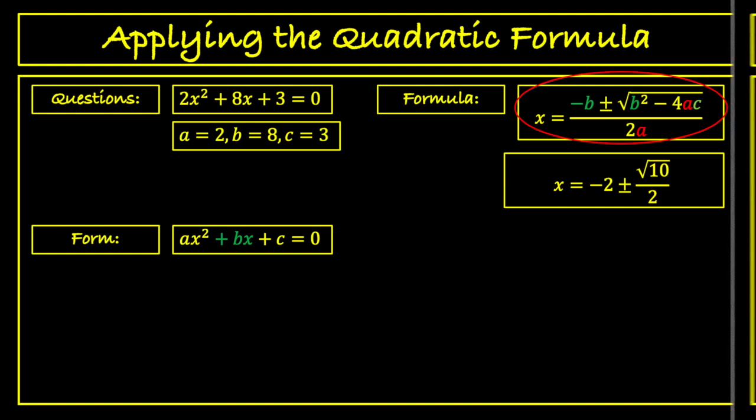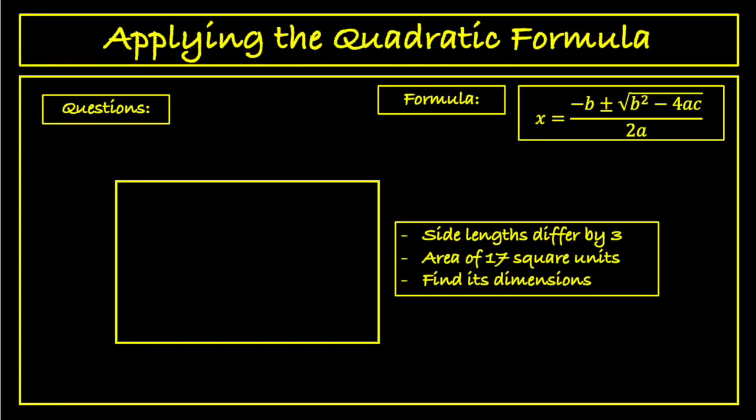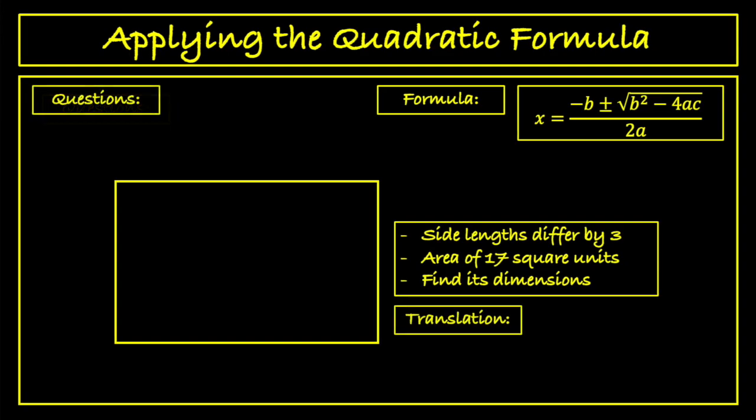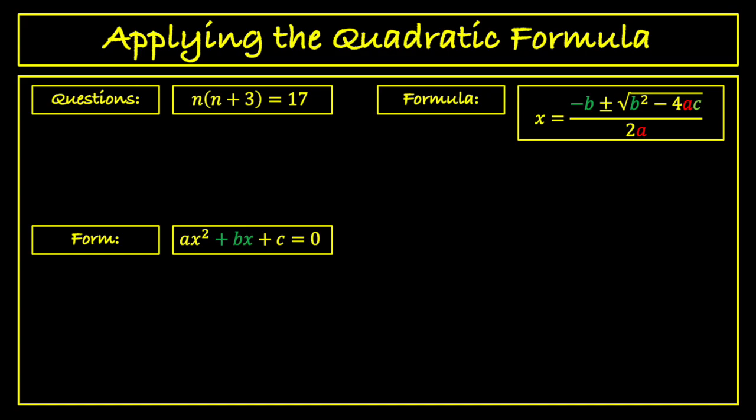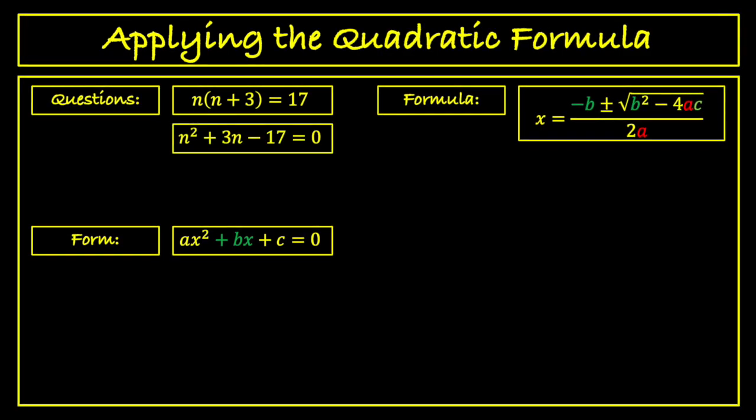Take the following question. A rectangle with side lengths that differ by 3 has an area of 17 square units. Find its dimensions. We must first try to translate this question into mathematical language. Assume one side of the rectangle is n. That provides us with the equation n times brackets n plus 3 equals 17. Expanding the left side of the equation provides us with n squared plus 3n minus 17 equals 0.